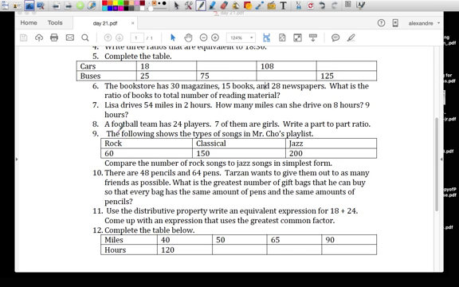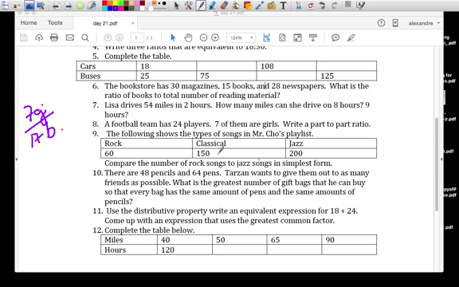The football team has 24 players, 7 of them are girls. Write a part-to-part ratio. Well, part-to-part. So part of the team are girls, so 7 girls. And part of the team are boys. How many are boys? Well, 24 players, 7 are girls. Then that means that 17 are boys. There's a part-to-part ratio. Okay?